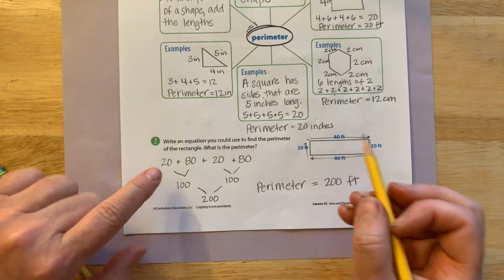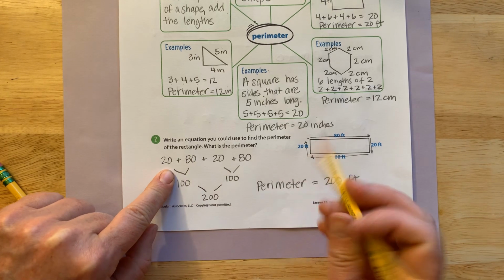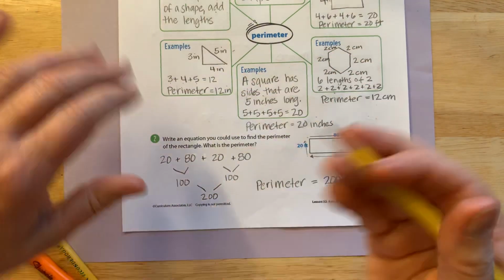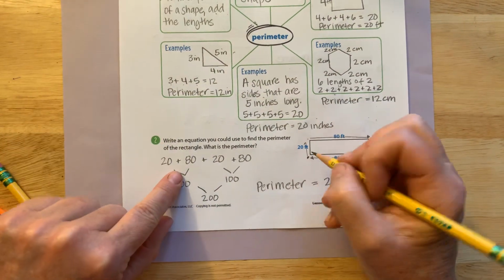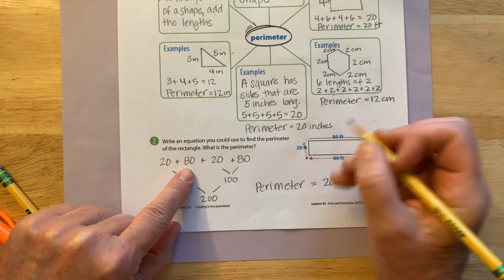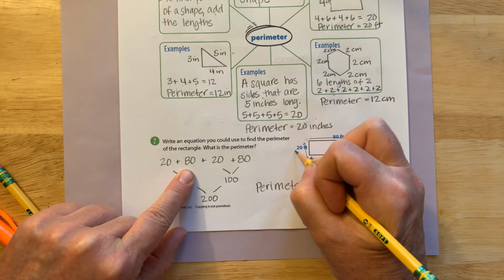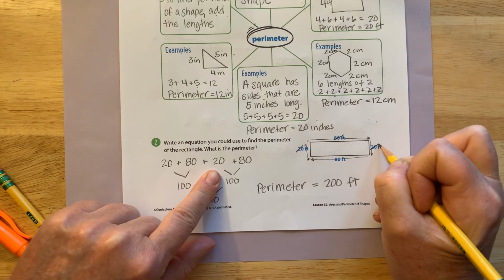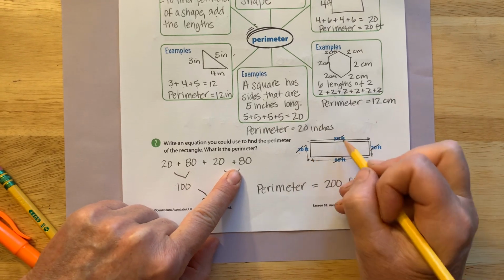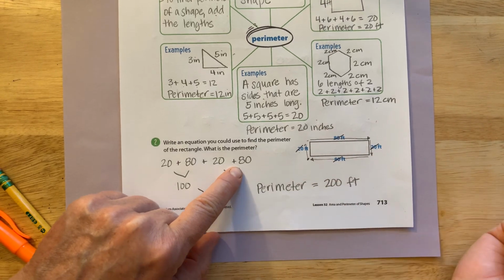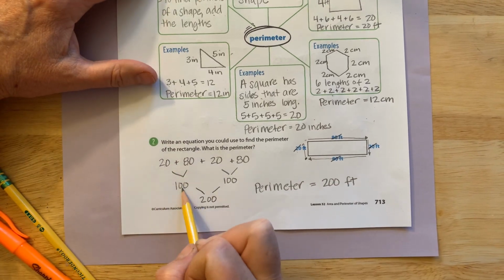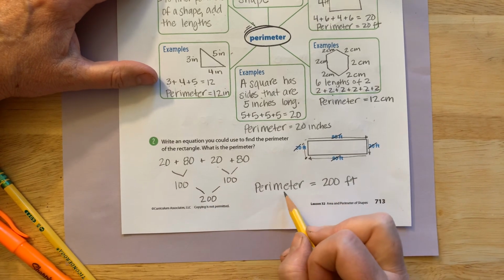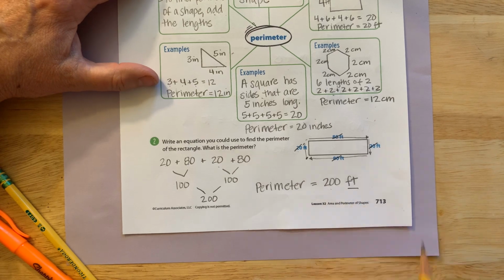Now remember, I actually started at this corner. Do you notice you can do that? As long as you add all the sides, you can start at whatever corner you want to. I started here, so my first length was 20. My second length is 80, and I can even check it off. Then this is my third side, and this is my fourth side. If I needed to keep track, I can check them off as I add them. I know that 20 plus 80 is 100. And when I put the 100s together, I get 200 feet.